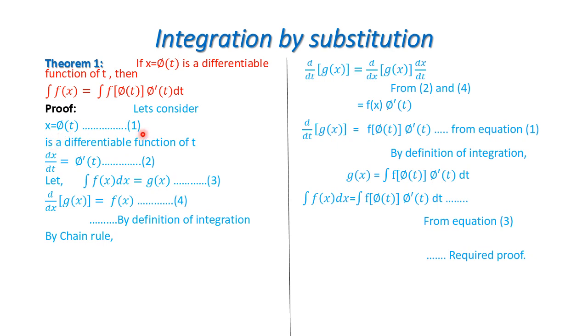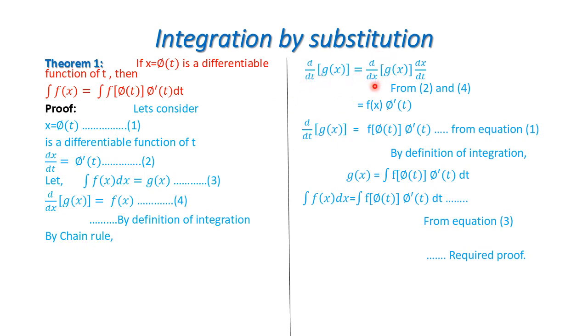See, let us consider here x is equal to phi of t, equation number 1, a differentiable function of t. Therefore dx by dt is equal to phi dash of t, equation 2. Then let us consider integration of f of x dx is equal to g of x. If we differentiate this equation, then d by dx of g of x is equal to f of x. Now differentiate the same function with respect to t.